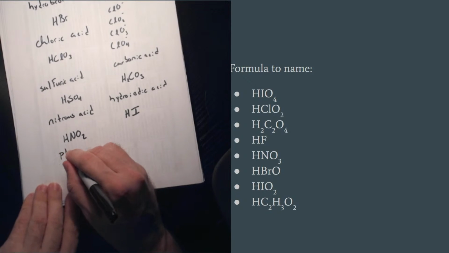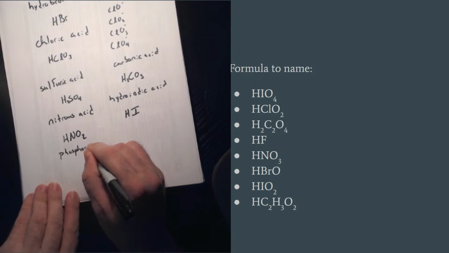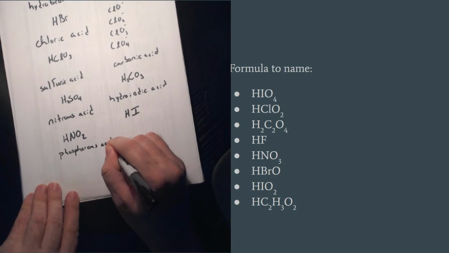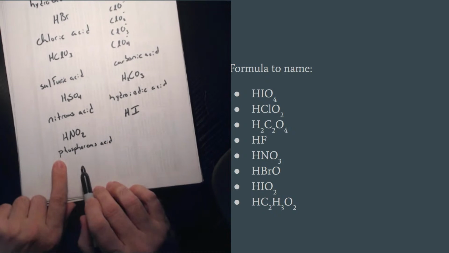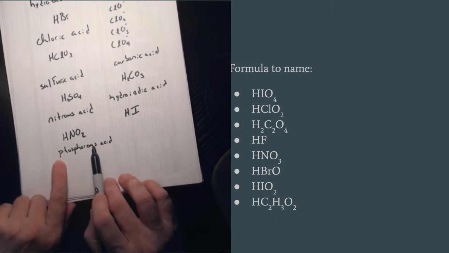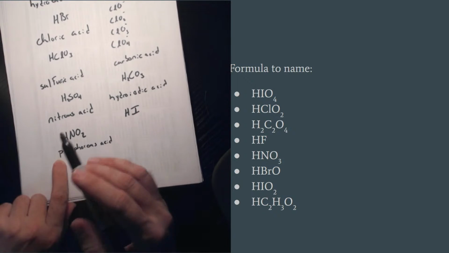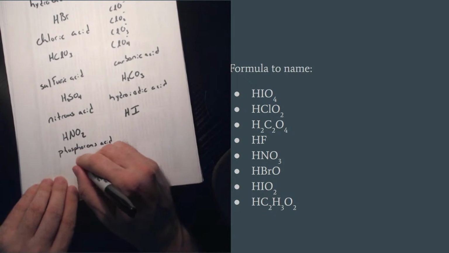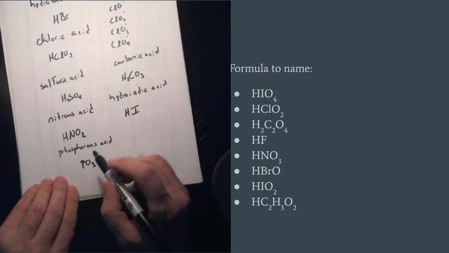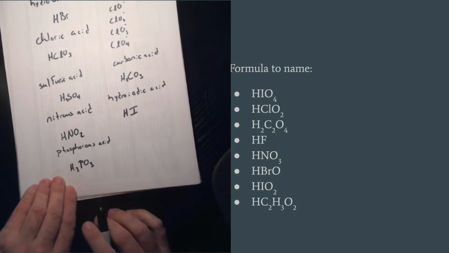Phosphorus acid. Okay. Again, no hydro, so it's with a polyatomic ion. Phosphorus means it's with phosphite, not phosphorite. Yeah, PO3, 3 minus means it's H3PO3.